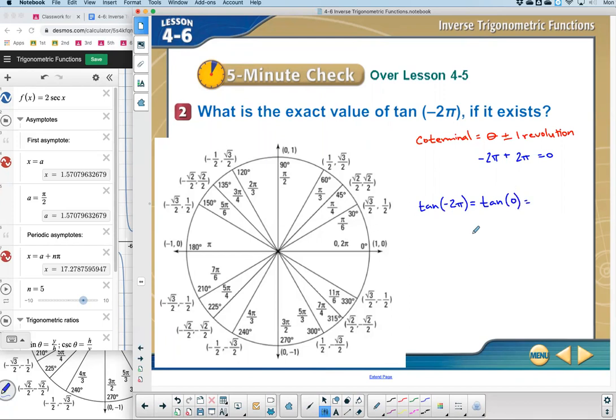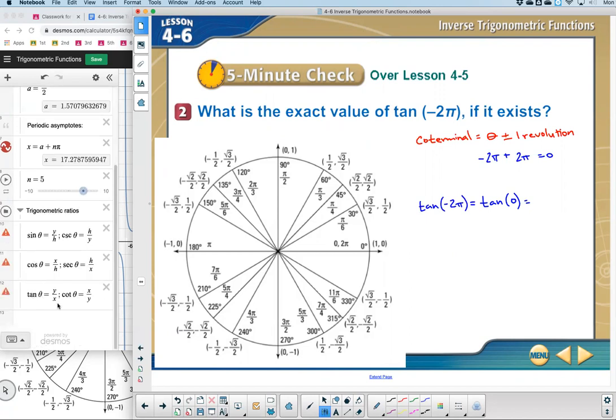And we'll discover what that is once I remind you that tangent is y over x. Sine is y, cosine is x, tangent is y over x. So if I go to the angle 0, here it is, that's theta equals 0. And that's my y. That's my x. So tangent is y over x. So the value is going to be 0 divided by 1, which simply put is 0. That's our answer in this problem.